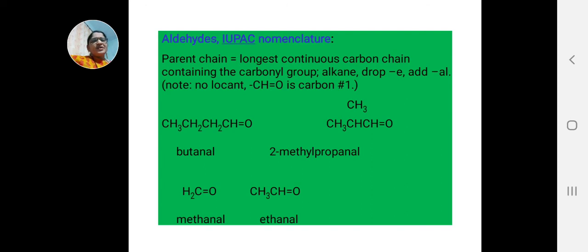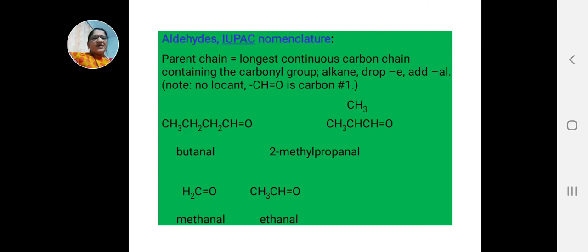Then the third example, CH2=O. That means in this example there is only 1 carbon atom. Hence it is a derivative of methane. Hence by replacing the e of the corresponding methane with al, the name of this compound becomes methanal.